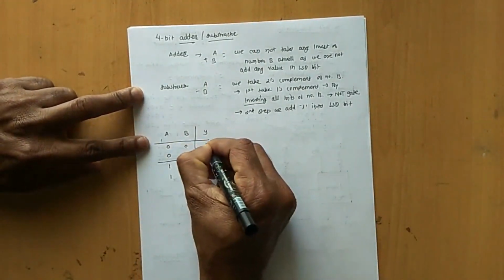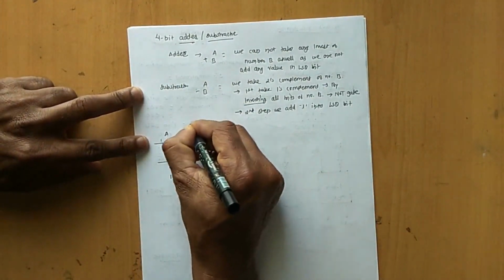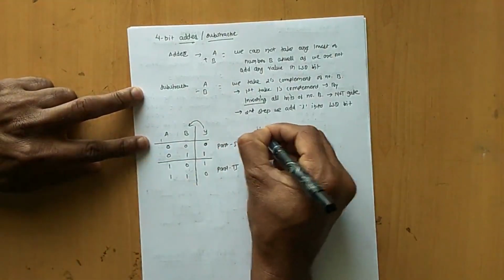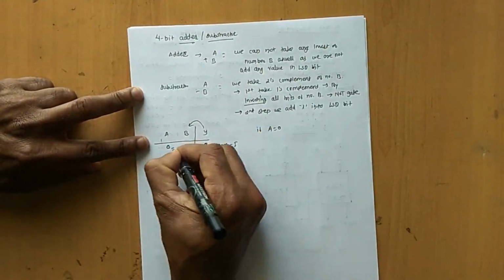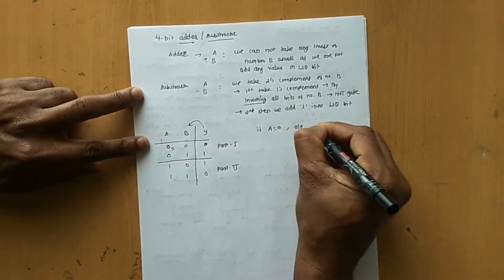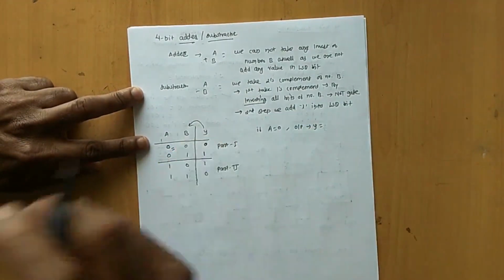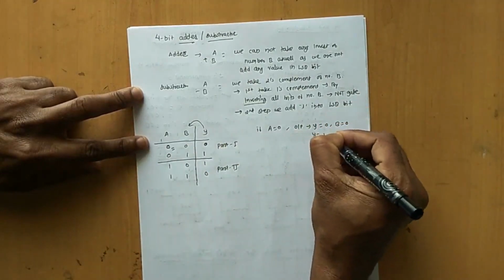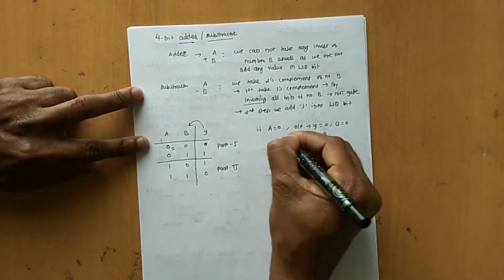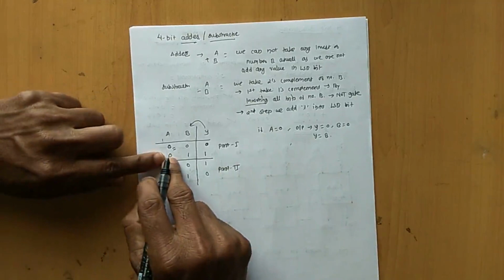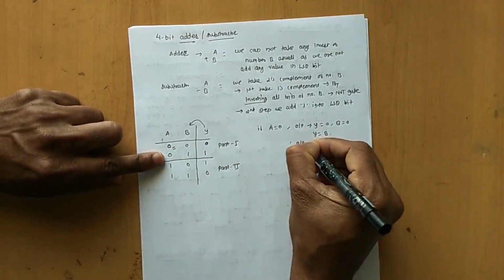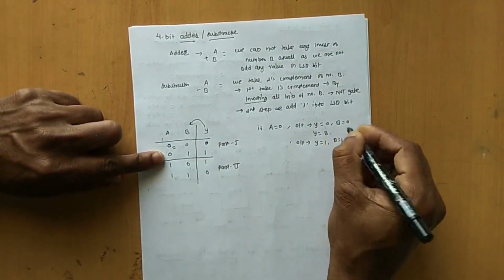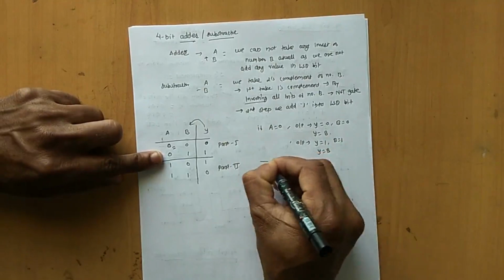If you observe carefully, just compare the output with respect to input B for the values of A. If A is equal to 0, what is the output Y? Compare in terms of B: B is 0 and Y is also 0, so Y is equal to B. In the other case, if A is 0 and B is 1, then Y is 1, so Y is equal to B. This is the first part.